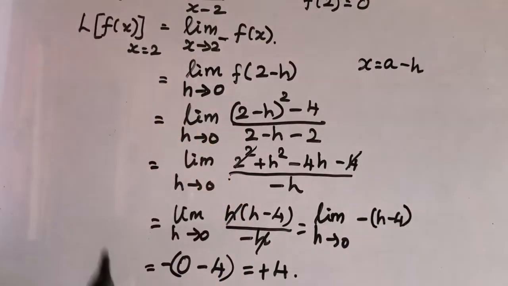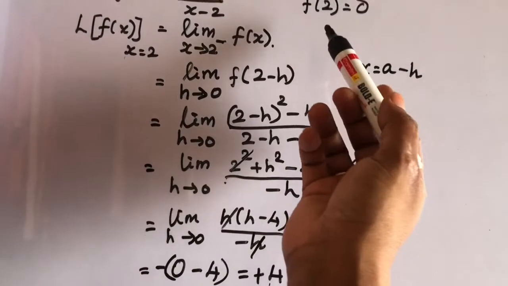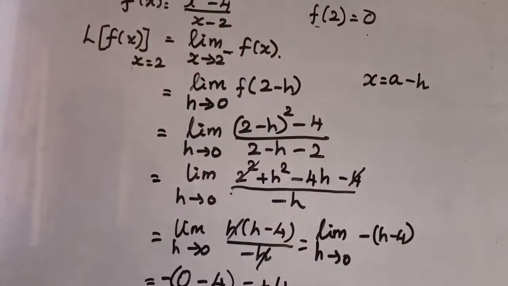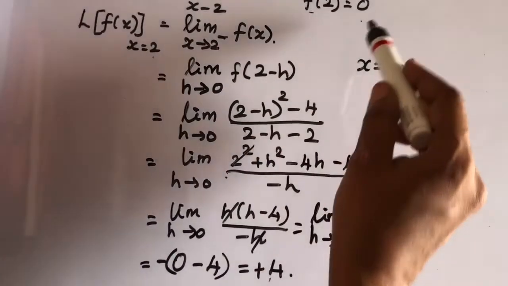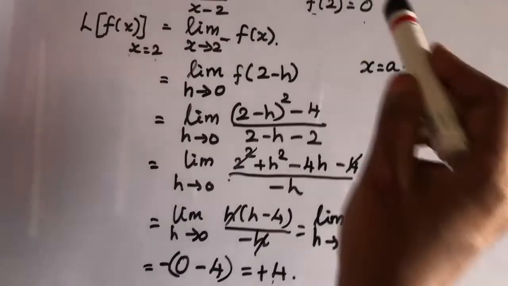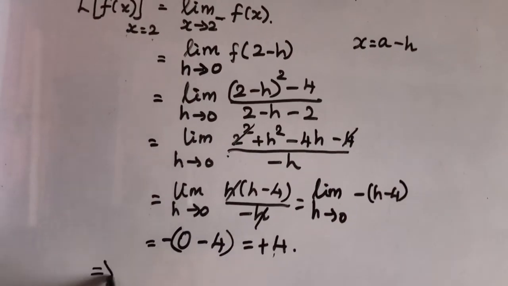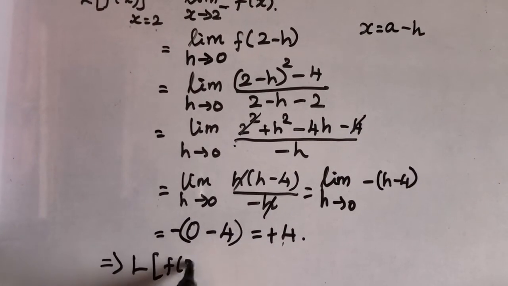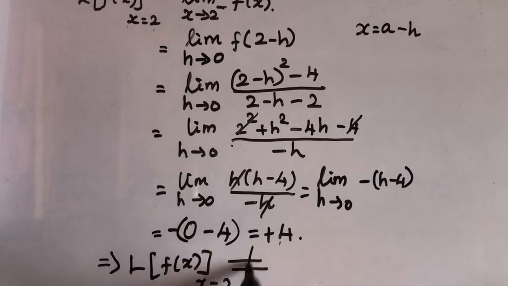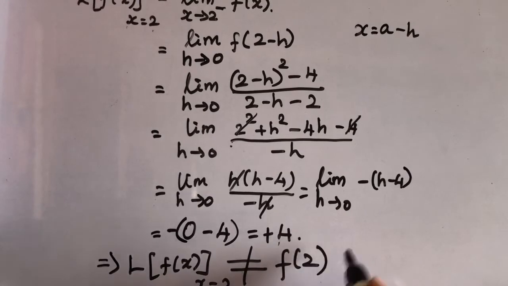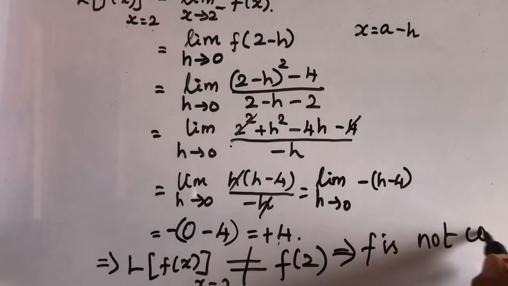So, the left hand limit at x is equal to 2 is 4, but we have f of 2 is equal to 0. While applying the limit at 2 we get 4. So, these two are not equal. F of 2 and the left hand side limit are not equal. That implies the limit of f of x at x is equal to 2 is not equal to f of 2. That implies f is not continuous. It is not a continuous function.